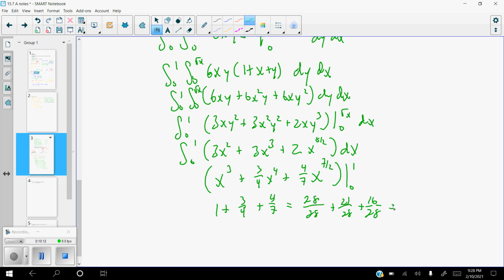Yeah, that's right. So then 28 and 21 is 49, plus 16 is 65 over 28. And that is the correct answer. So that is the mass that is beneath or between that curve that we started with for z and the xy plane. All right, so let's move on.